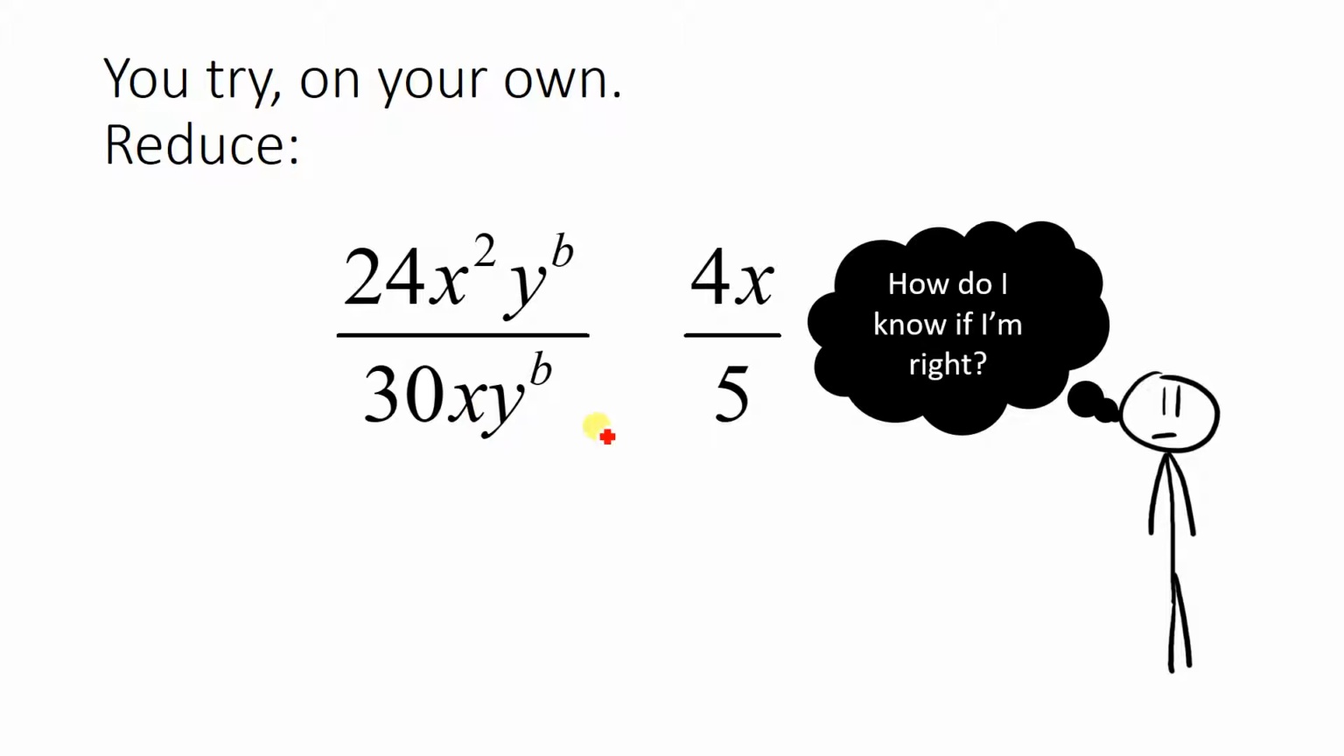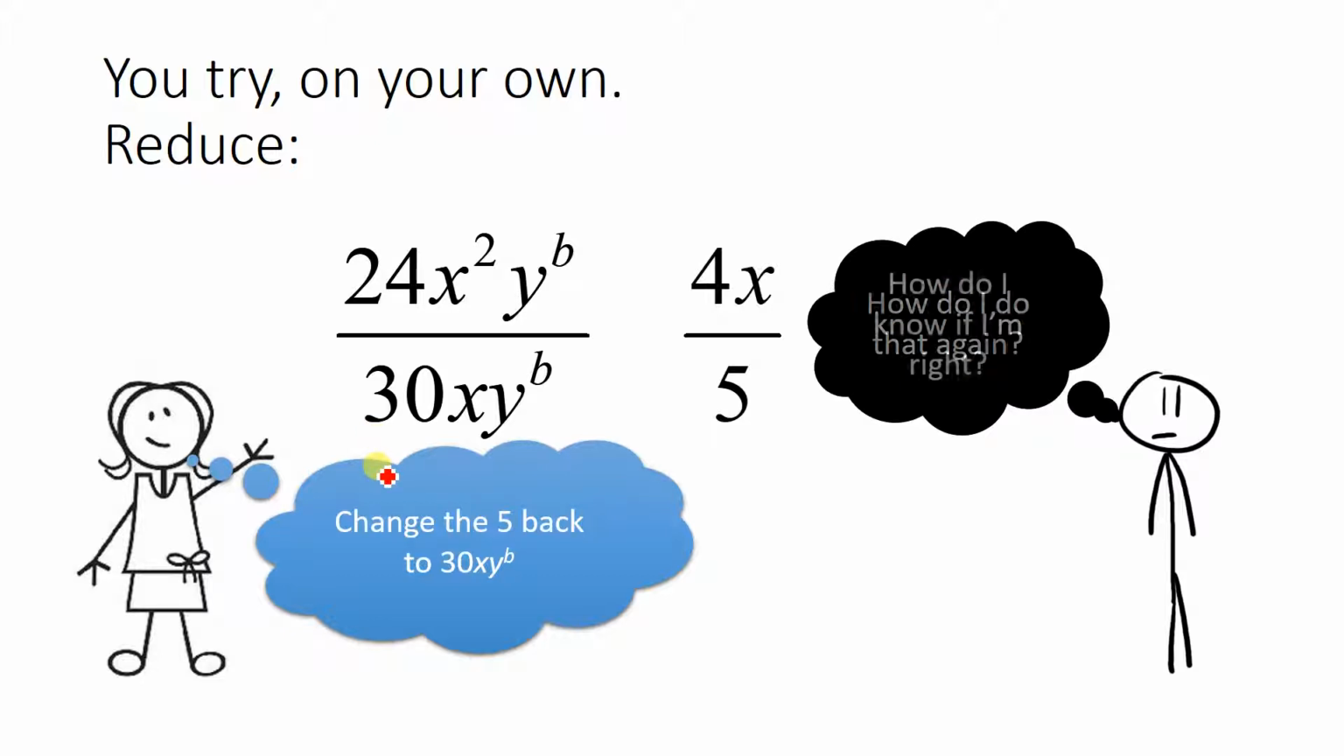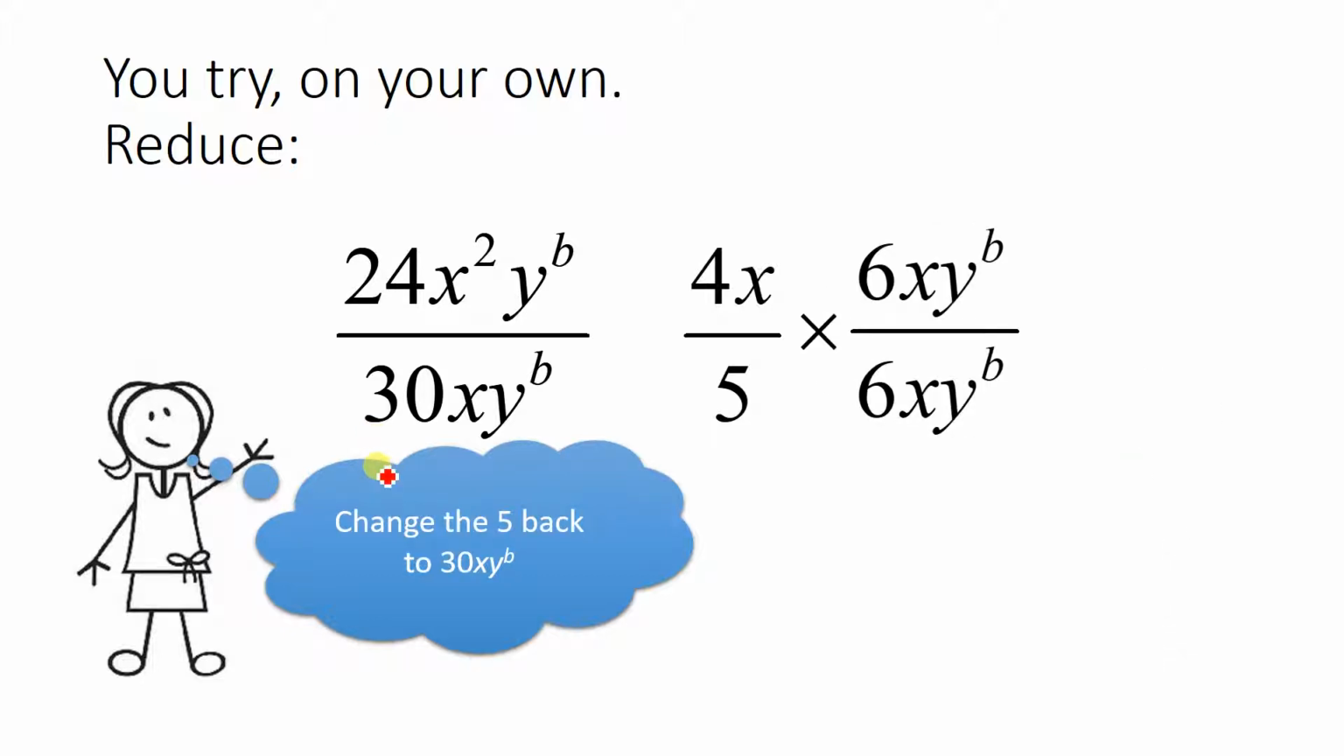Now, how do you know if you're right? Well, a couple things. First of all, are the numerator and the denominator coprime? Do they have anything else in common that can be reduced? 4, 5, and x, they don't have anything in common. And the other way you could check is to multiply 5 times something to get it back into this right here. Well, yep.